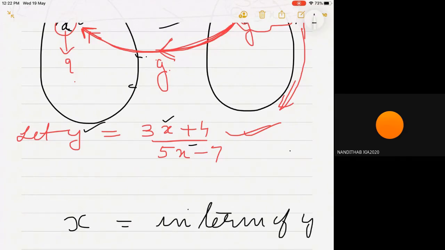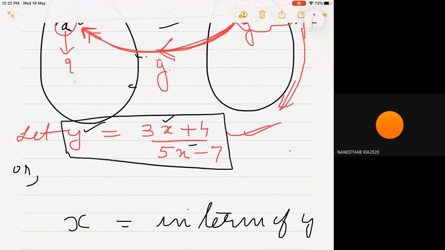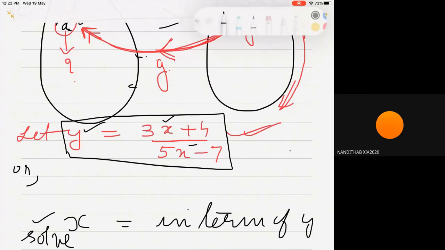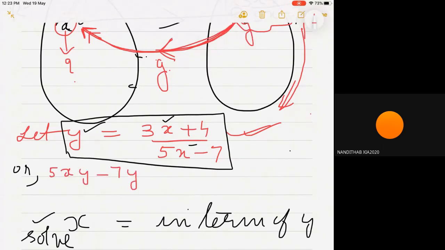Okay. So for that, what you need to do is you cross multiply and find what is x. Finding x means solving for x. This is actually an equation. Now your aim is to write x in terms of y, or in other words, you solve for x. That means you cross multiply, and what you get is 5xy − 7y = 3x + 4.